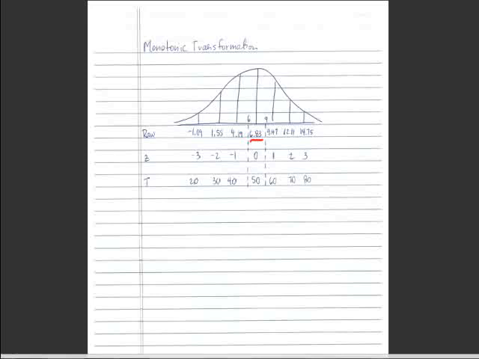Notice, we'll jump back up to the z's, but notice that a z of 0 is in the position in the middle, so the mean of your z-scores will always be 0. The mean of the t-scores will always be 50. And so talking about the t-scores again, a t-score of 60 is 1 standard deviation above the mean. A t-score of 30 is 2 standard deviations below the mean.